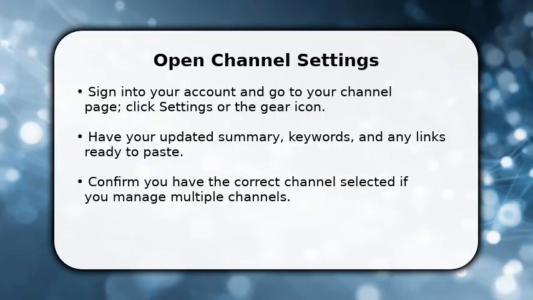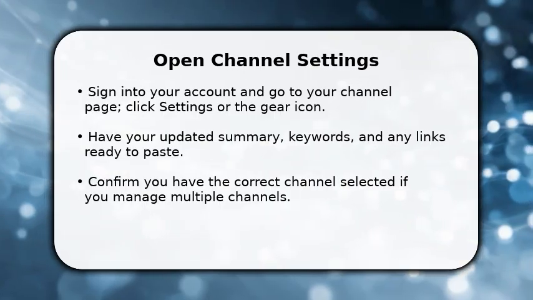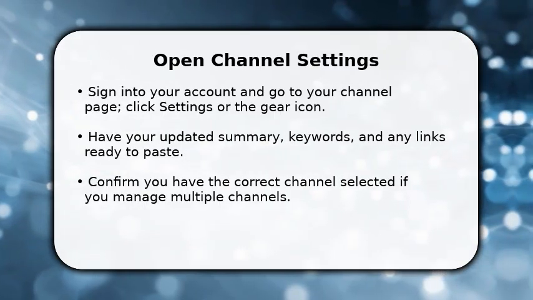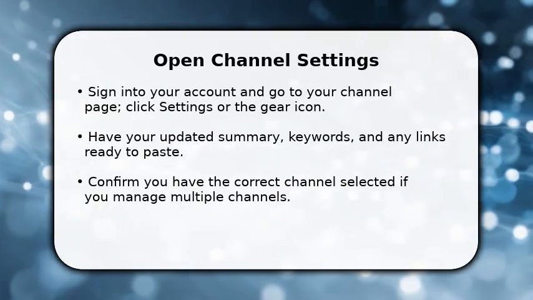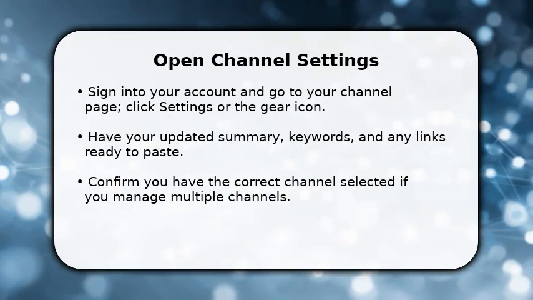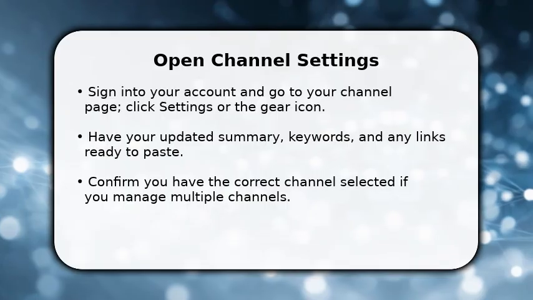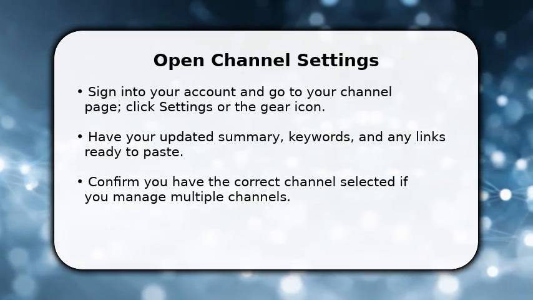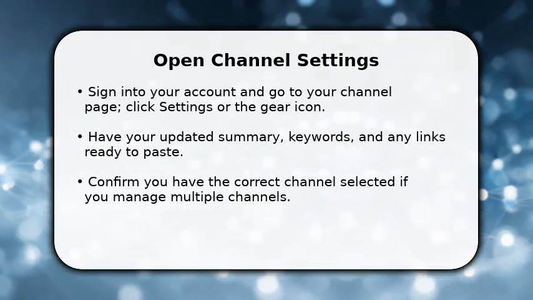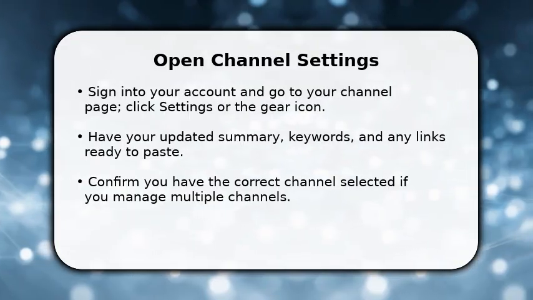You start by opening your channel settings because the description lives there and controls discoverability. Once signed in, click your profile, then settings or the gear icon on your channel. Make sure you've selected the correct channel if you manage more than one. This prevents overriding the wrong profile. You should also have your new summary and any links or keywords ready to paste so you can edit in one session without losing context.